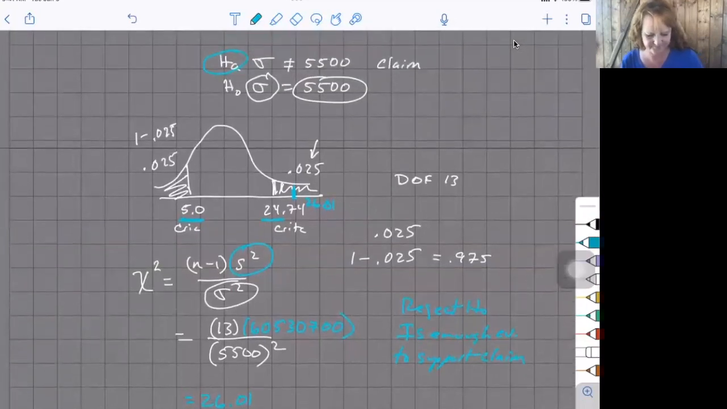All right. So if you think about it logically, my claim is HA. I reject the opposite of the claim. Well, if the opposite's not true, then the claim must be true. So there is enough evidence to support the claim. I always like to think through that and make sure I wrote down my sentence correctly, because if it doesn't make sense, then you might have copied it down wrong. So that's it for the chi-squared distributions. We will talk more next time.